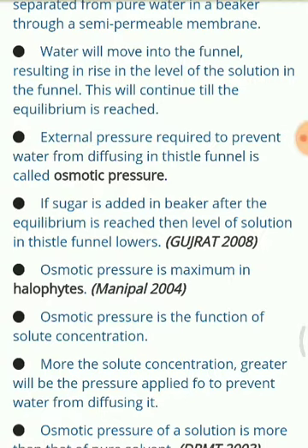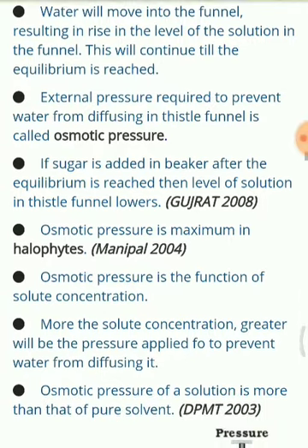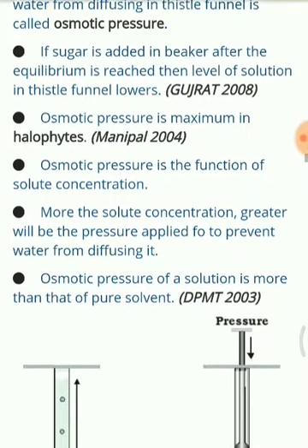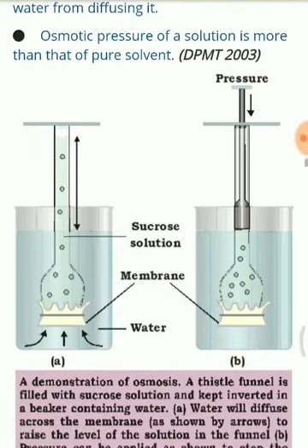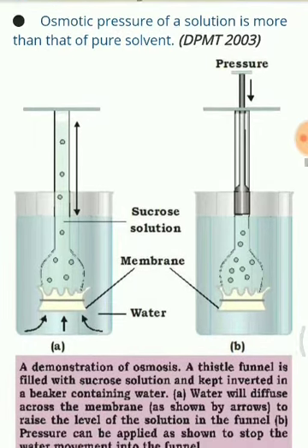Osmotic pressure is maximum in halophytes. Osmotic pressure is a function of solute concentration. The greater the solute concentration, the greater will be the pressure applied to prevent the water from diffusing in. Osmotic pressure of a solution is more than that of pure solvent.